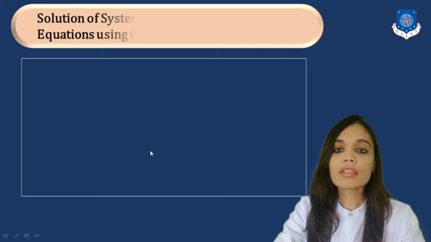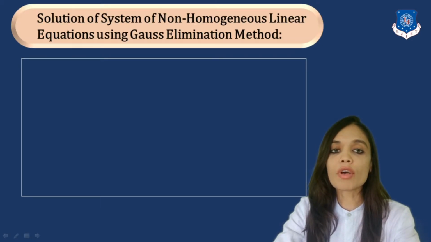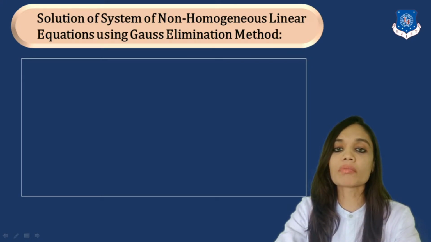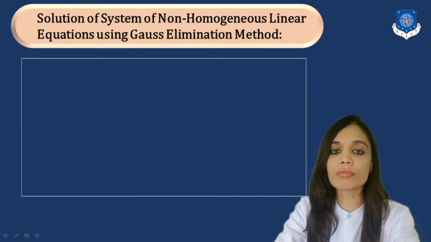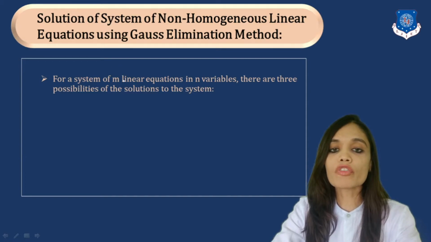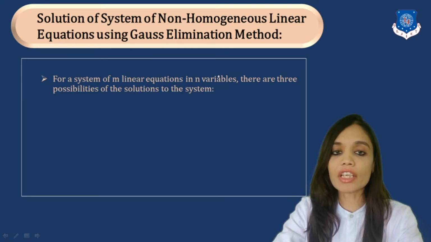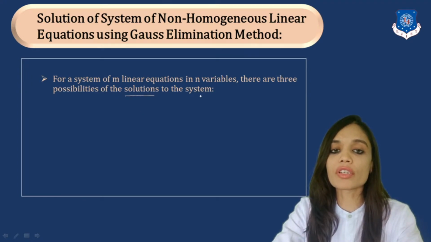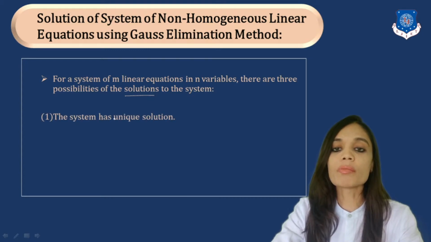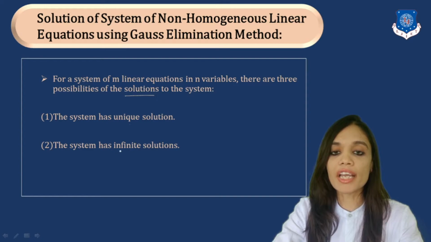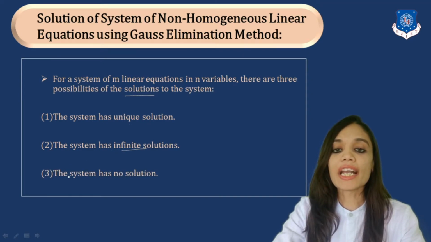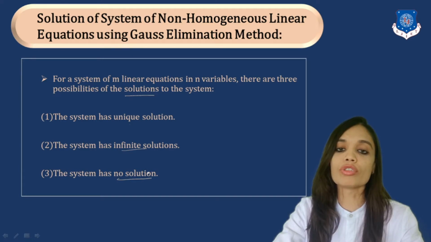Okay. Next, solution of system of non-homogeneous linear equations using Gauss elimination method. So we will solve the system using Gauss elimination method. For a system of m linear equations in n variables, there are in all three possibilities of solutions of the system, right? The possibilities are: the system has unique solution, the system has infinite solutions, and lastly the system has no solution.